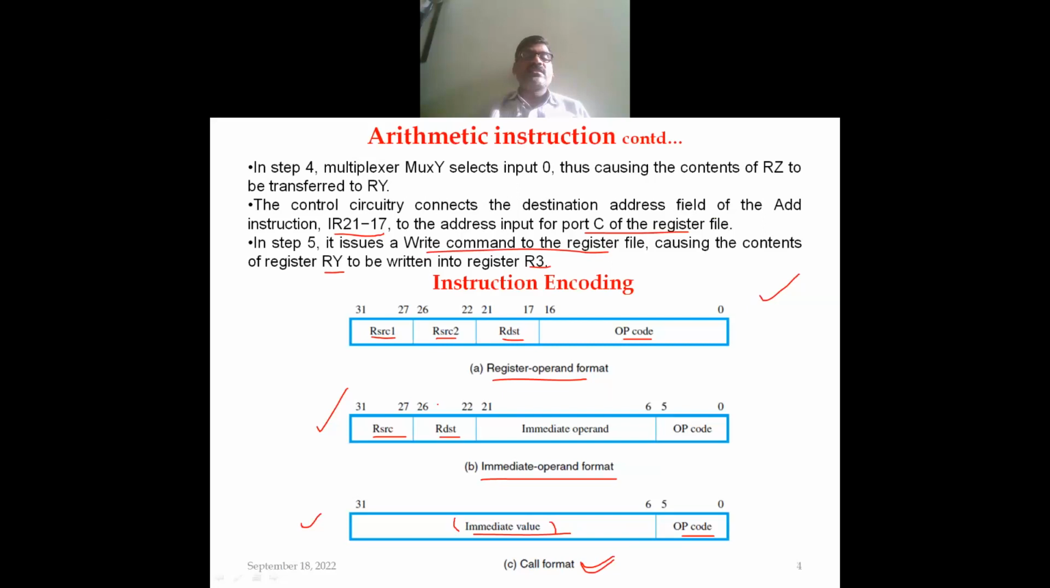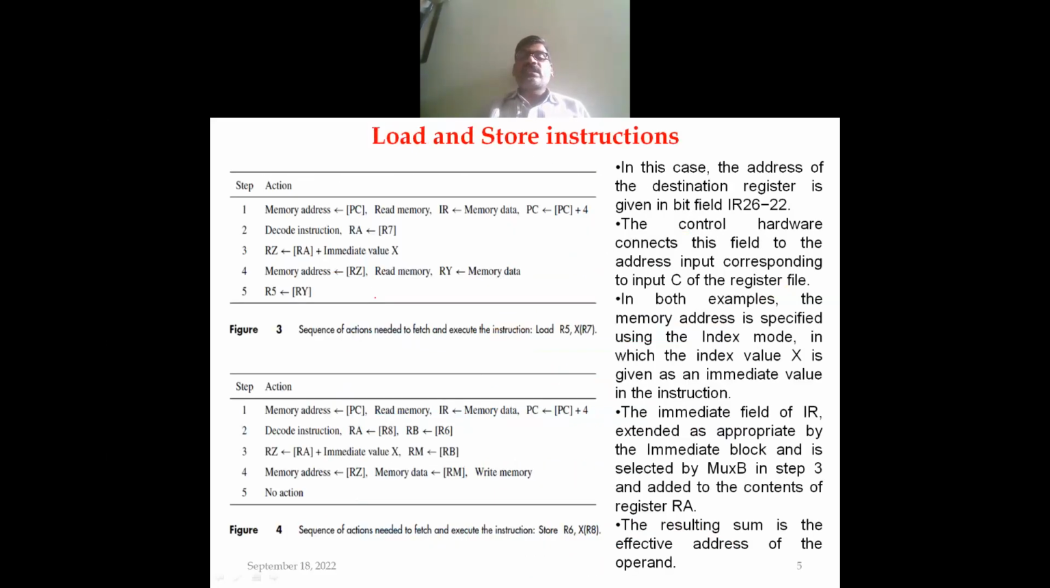So bits 17 to 21 in the IR register will act as the destination operand here, and that is connected to port C of the register file.